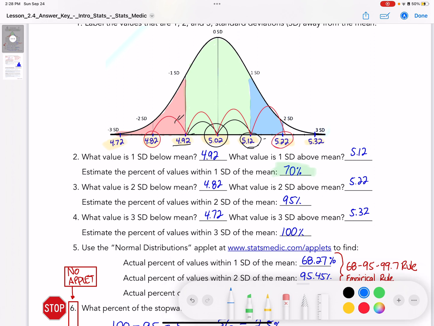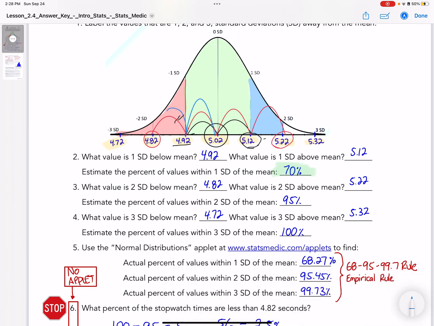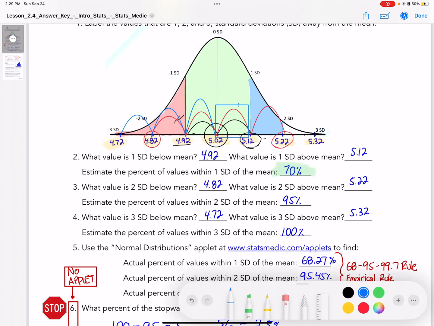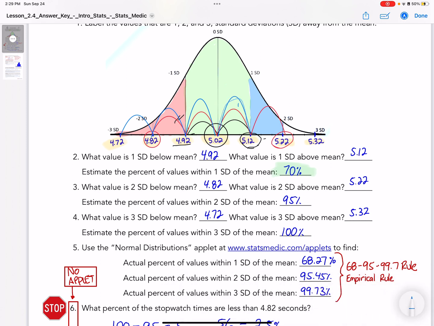And the last one was 3 standard deviations. So 1, 2, 3 standard deviations, and then 1. That did not turn out what I wanted. There we go. Excellent. So 1, 2, 3 standard deviations. Excellent. And so then, again, just an estimate of where my data is.